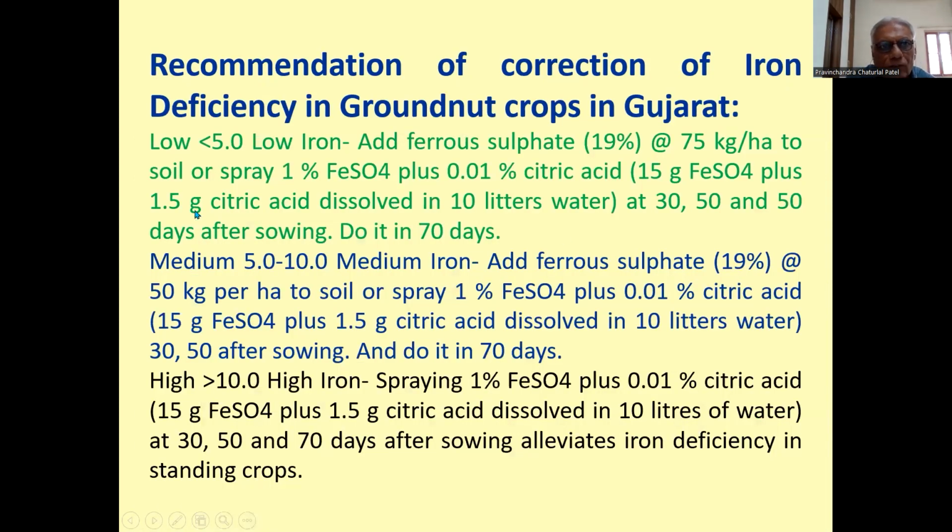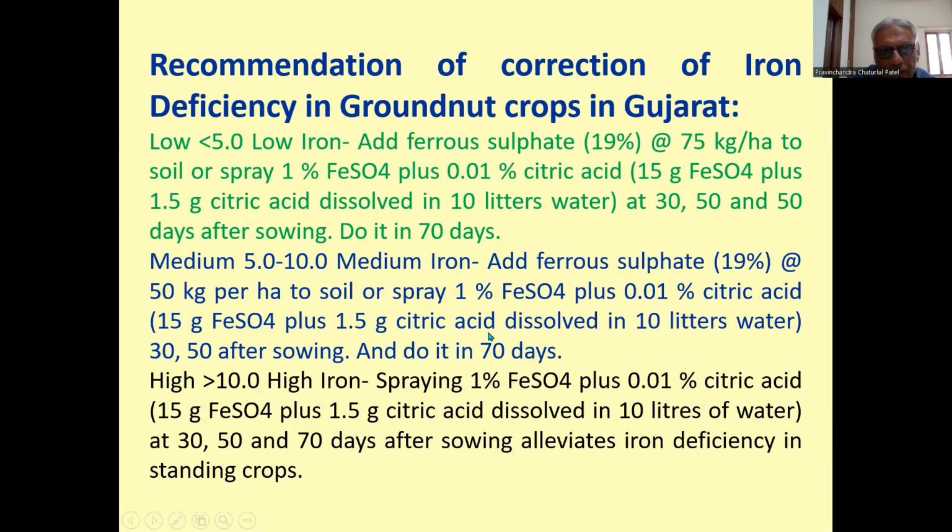Depending upon the severity of the iron deficiency, we can give 2 to 3 foliar sprays. Recommendation for correction of iron deficiency in groundnut crop in Gujarat. For low, lesser than 5 ppm, add ferrous sulfate 75 kg per hectare to soil or spray 1% ferrous sulfate plus 0.01% citric acid: 15 gram ferrous sulfate plus 1.5 gram citric acid dissolved in 10 liters of water at 30, 50 and 70 days after sowing.